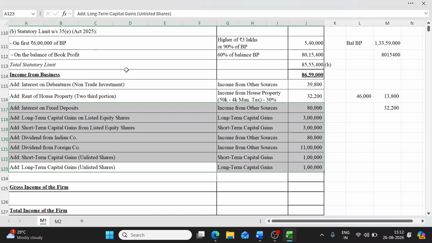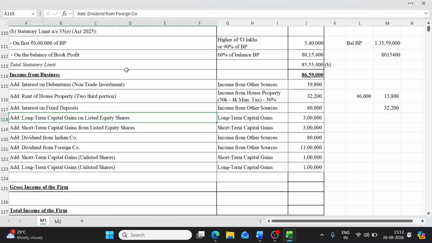So in table 1 we deducted, in table 2 we will add. But the only thing which we did not add as it is, is the income from house property, that is rent from house property, because we claimed the deduction of 4,000 as municipal tax, and on the balance we charge the general deduction of 30%, and the balance is the net taxable income under the head house property.